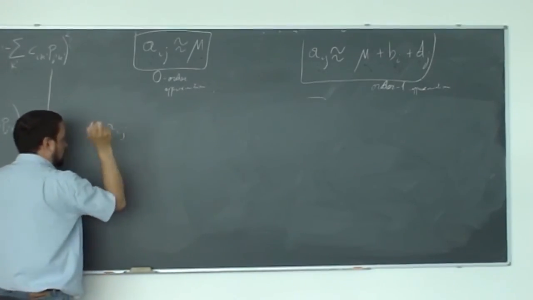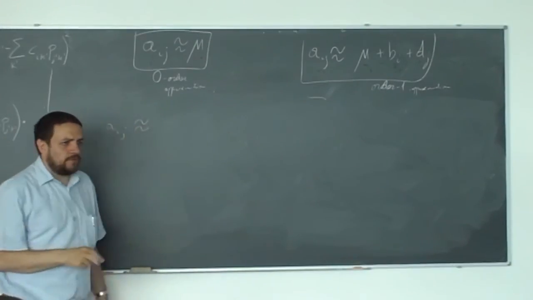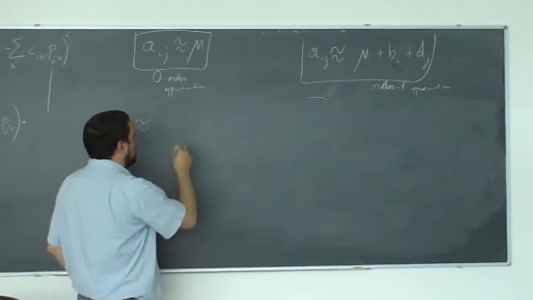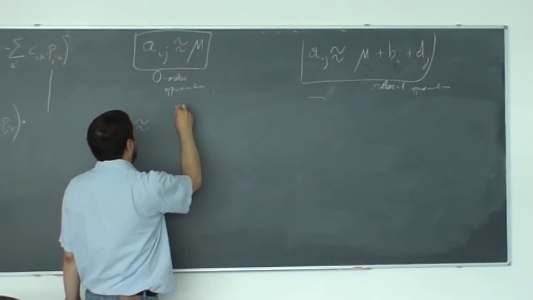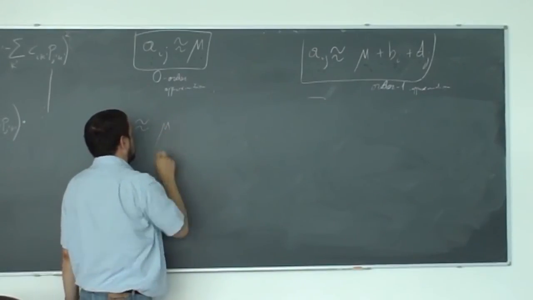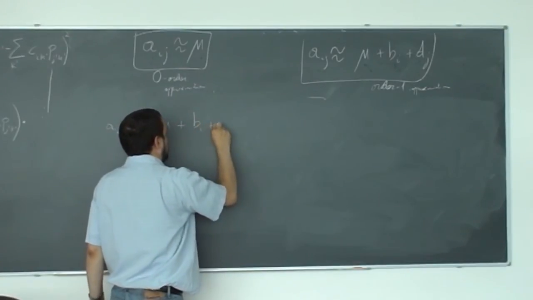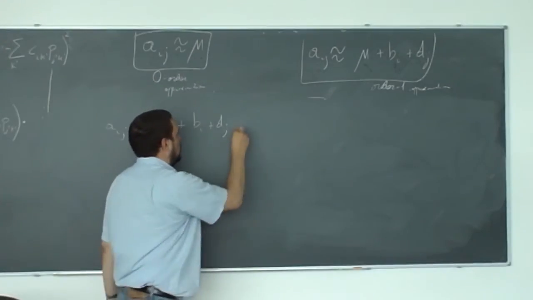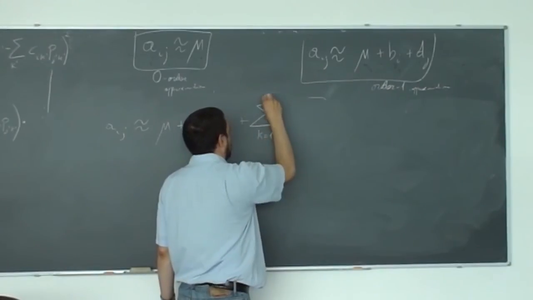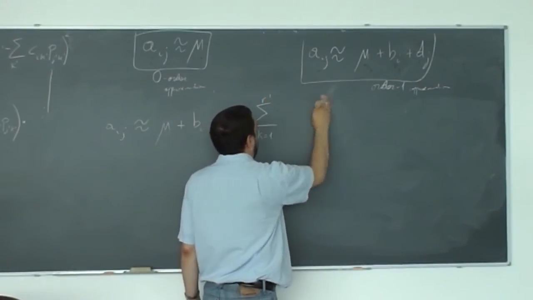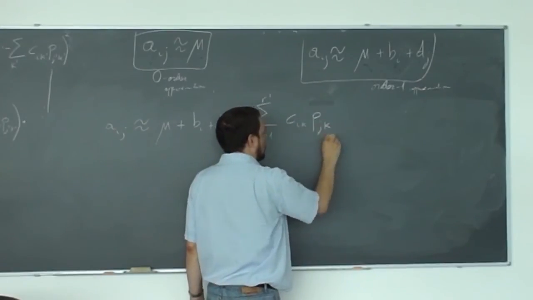So, when we approximate Aij in the way that we have seen before, we can write it like this: mu plus b_i plus b_j plus the sum over k from 1 to r prime of c_ik p_jk.